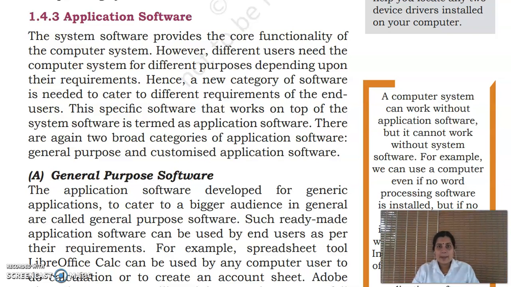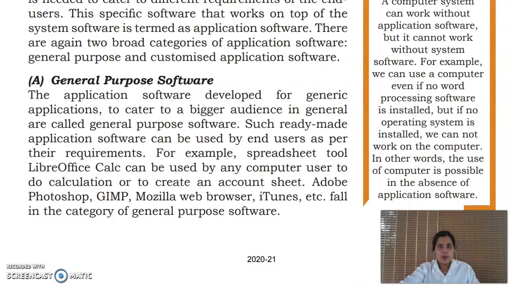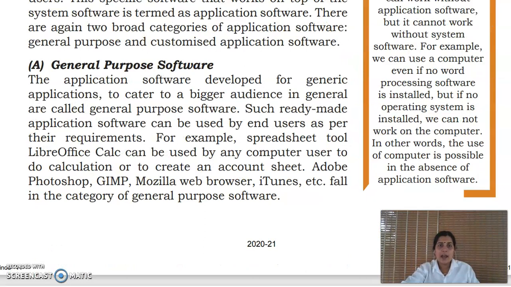First is general purpose software. General purpose software, as the name implies, is for general usage, common things. It has a bigger audience. For example, our Mozilla Firefox or Google Chrome, or our Google Classroom, then Google Meet. These are all used by many people in the world. Excel sheet, Word document, WhatsApp. These all are used by a huge audience. So these types of applications are known as general purpose software.